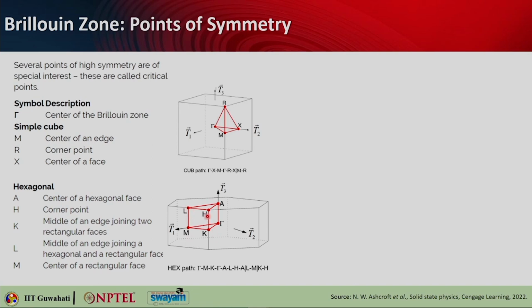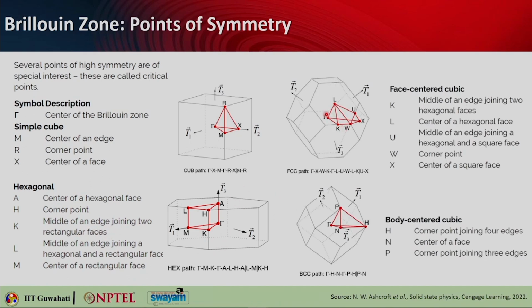Okay. What is H? H is basically the corner point. K is basically the midpoint of the edge that is joining two rectangular faces. Okay, that is K, as you can see here. So these are the different irreducible Brillouin zones, which are very important for finding the photonic band structure as well.